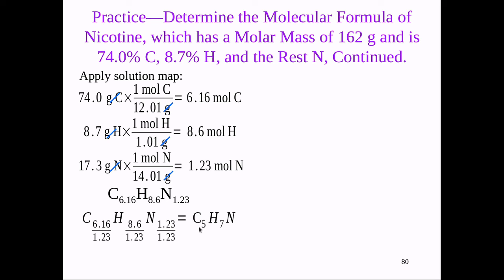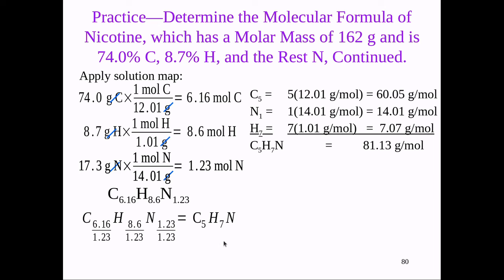Luckily, this time, everything worked out to some whole numbers. But it's very important that we recognize here that this is the empirical formula, and we're being asked for the molecular formula. So we still have some work to do. We need to calculate the molar mass of this empirical formula that we just figured out. Once we do that, we'll see that it has a molar mass of 81.13 grams per mole. A little sanity check here. That's less than the molar mass of nicotine, so we're on the right track here.